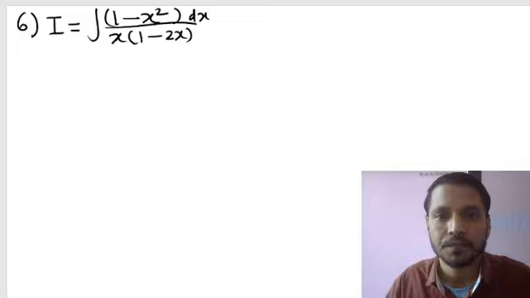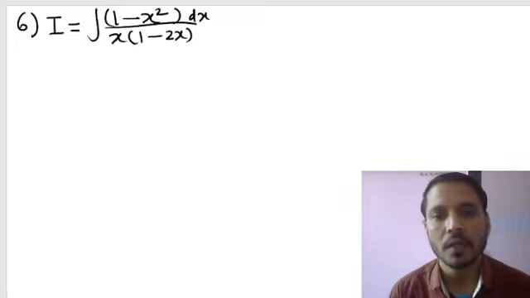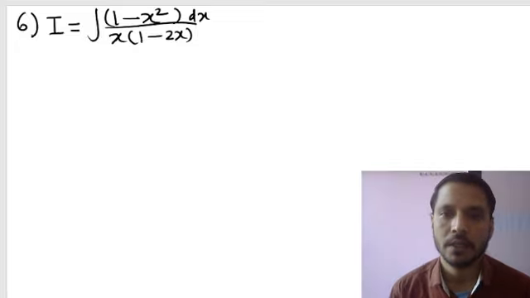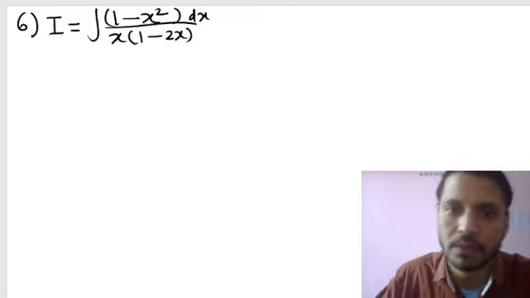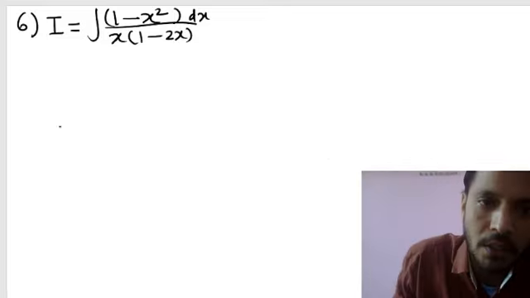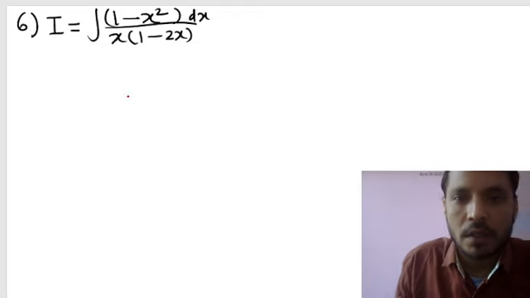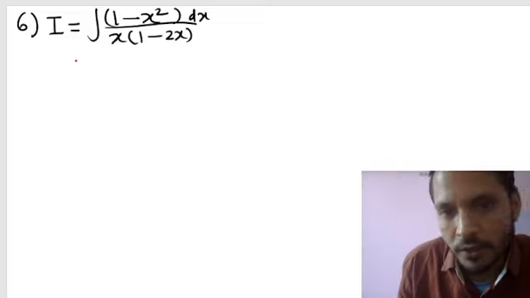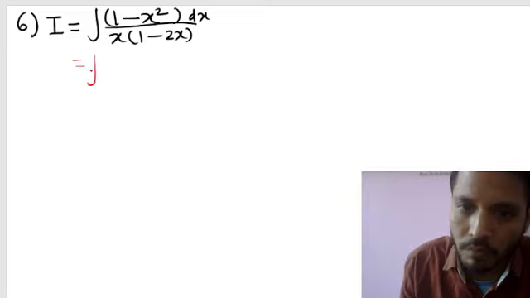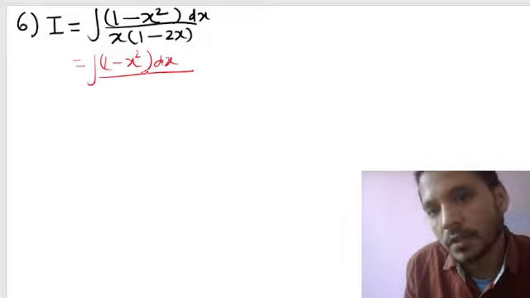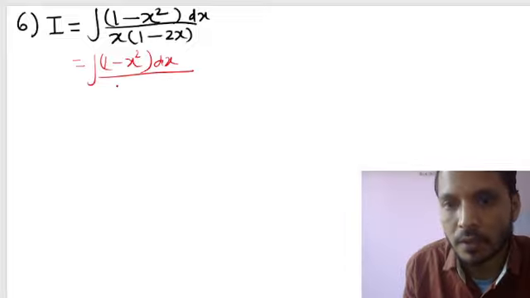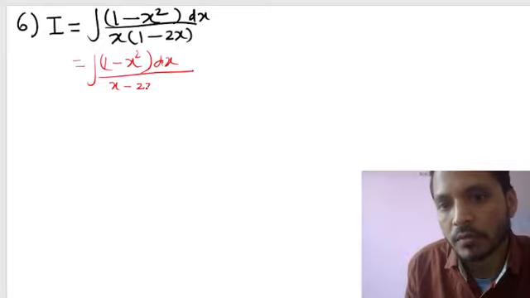So first we need to simplify it or convert it into a proper fraction. It is not a proper fraction, which means we will divide it. Here this can be written as 1 minus x square into dx, and just multiply the denominator by x, so it will become x minus 2x square.